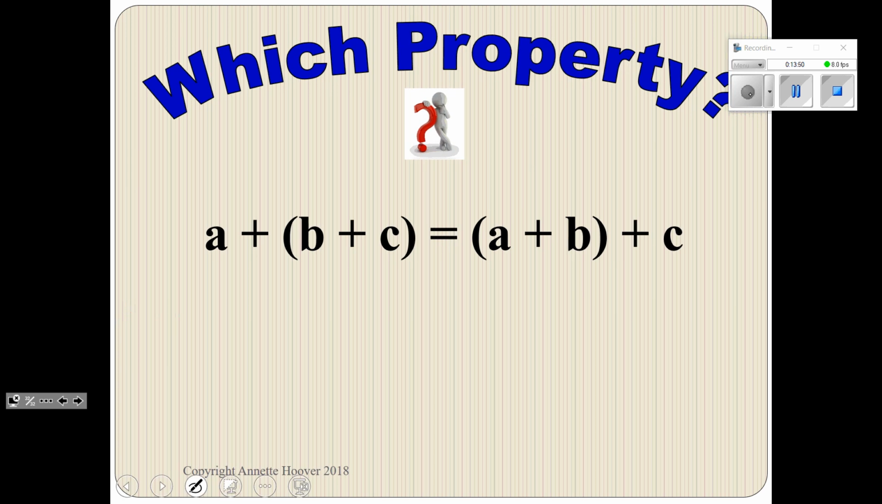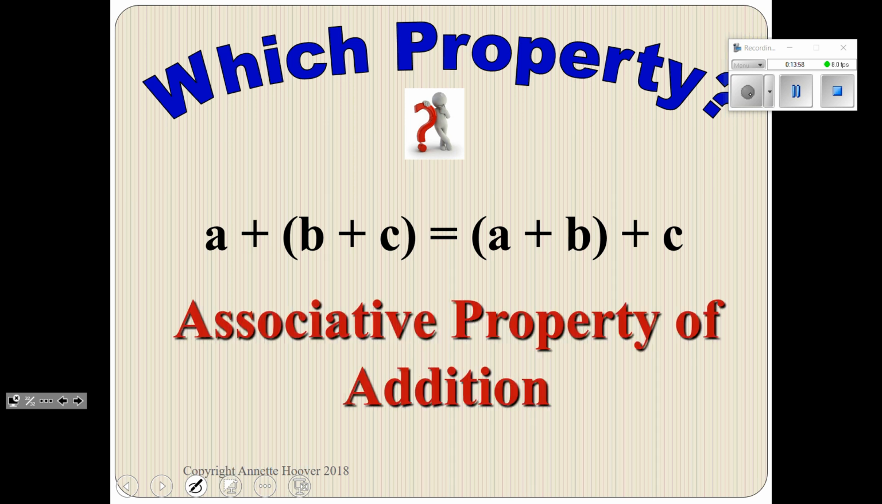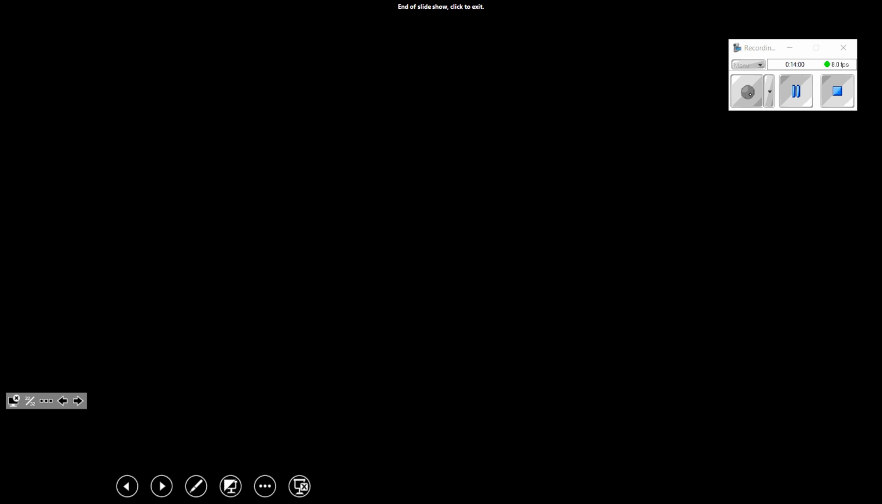A plus the sum of B plus C. The sum of A plus B plus C. We've changed the grouping of addition, so that's the associative property of addition. I hope this helps you with properties of addition and multiplication.